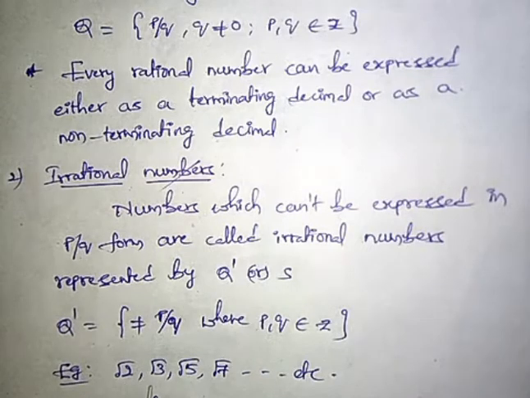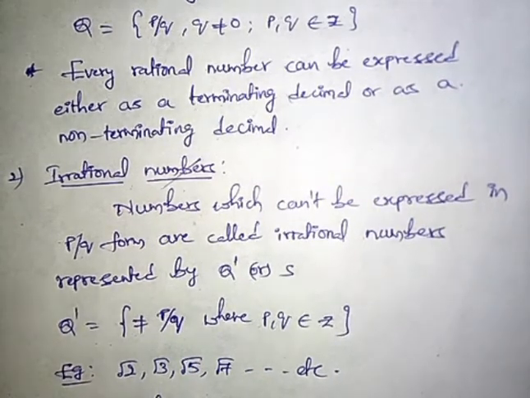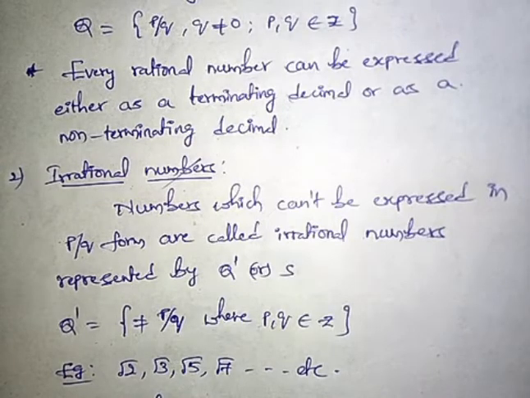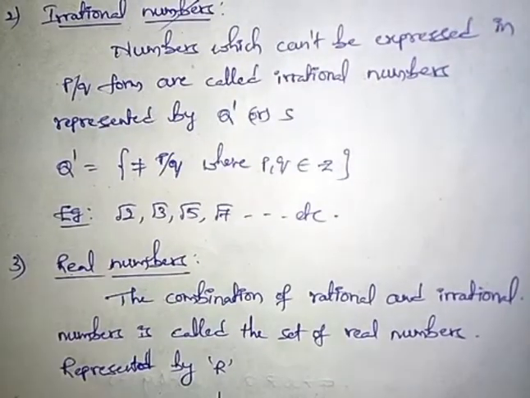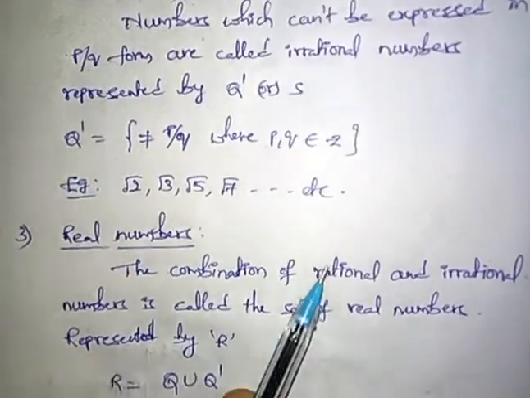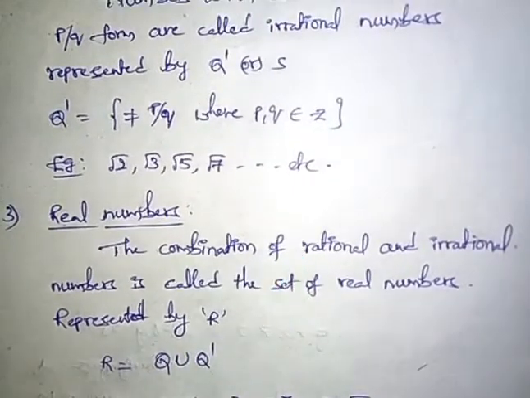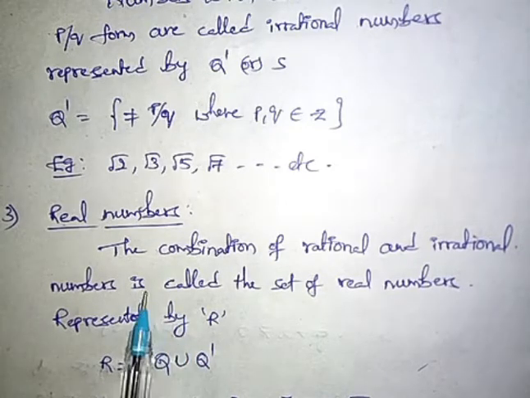Examples: root 2, root 3, root 5, root 7, etc. are irrational numbers. Okay. Now coming to our topic, that is real numbers. What are real numbers? The set of rational numbers and irrational numbers are called real numbers. That means the combination of rational and irrational numbers are called real numbers. Let's have a look at the definition.